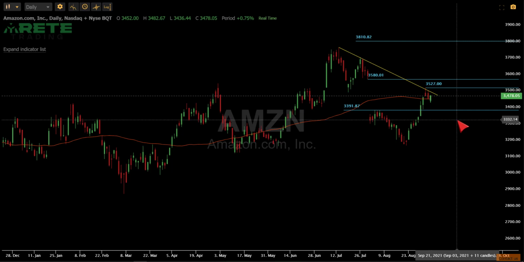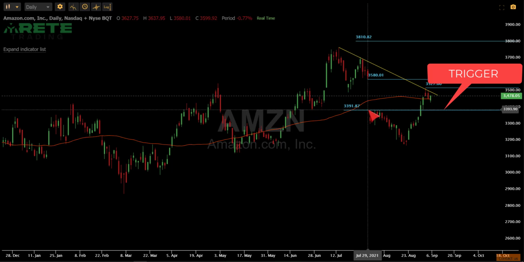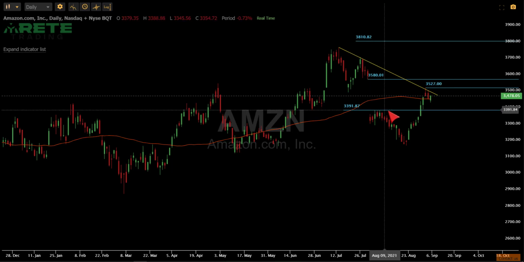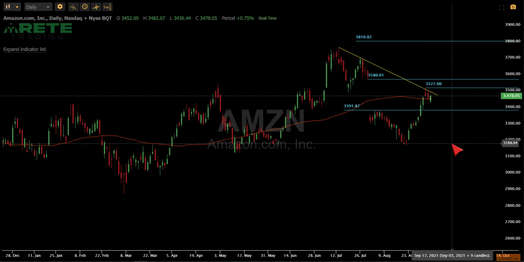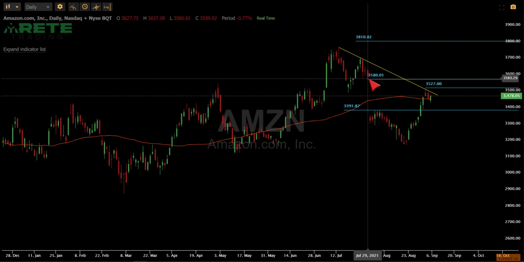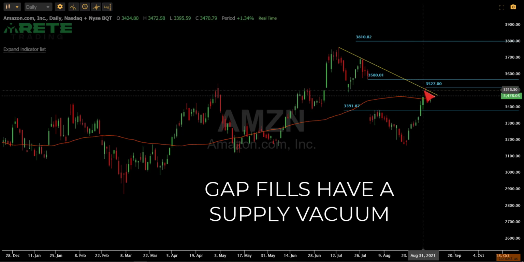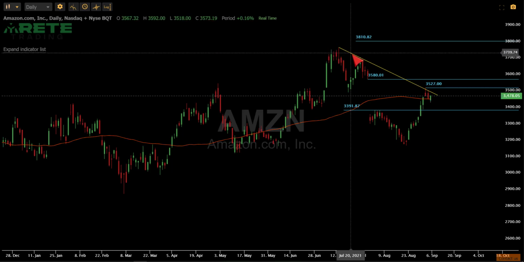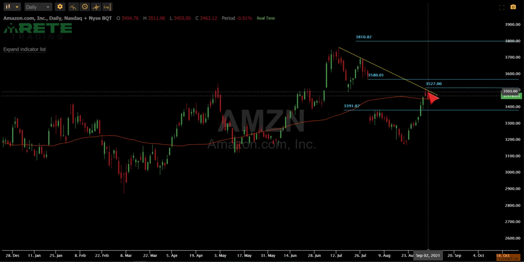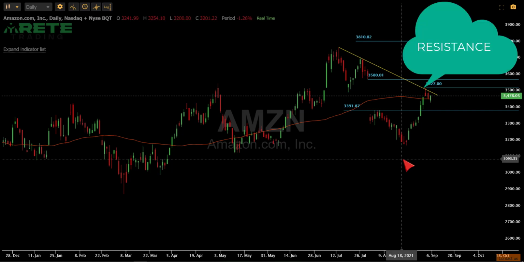For me, my trigger was relatively simple here. All I wanted to do was get into this gap on Amazon, okay? By getting into that gap, I got into an area where you have a supply vacuum on volume, which allows me a chance to push. Now, this is going to be resistance, the 50-day, and you need to know how to draw these properly, your downward trend lines. You could see where we ran into resistance here, and we're going to address in a minute how to handle that with your stops.